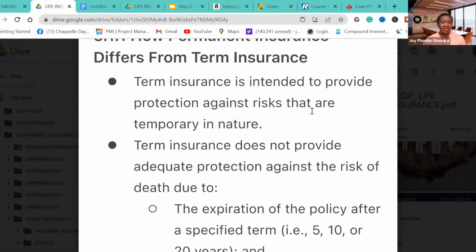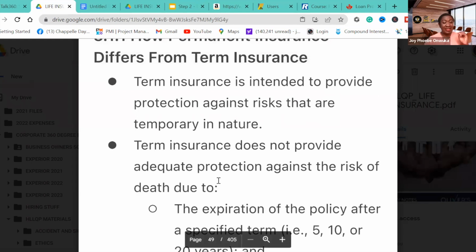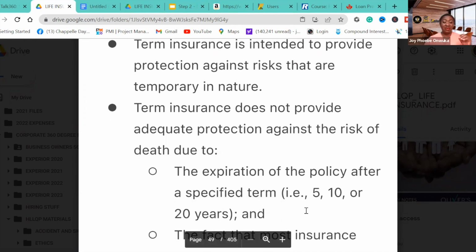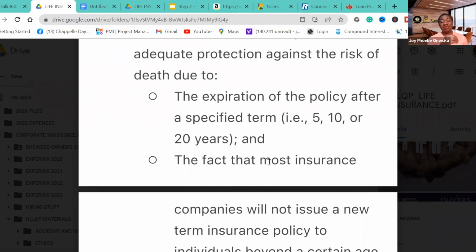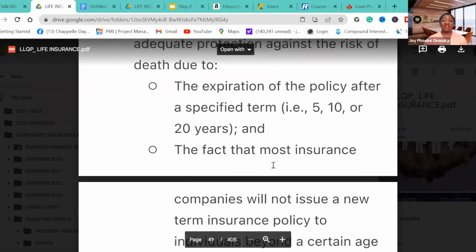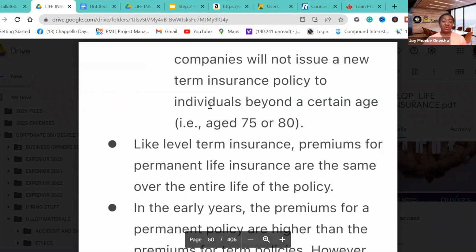However, permanent insurance differs from term insurance. Term insurance is intended to provide protection against risks that are temporary in nature. Term insurance does not provide adequate protection against the risk of death after the expiration of the policy. That's very true, because term insurance expires, so if you don't have it active at the time of death, then to what end is the term insurance? Also, most insurance companies will not issue a new term insurance policy to individuals beyond a certain age, when somebody gets to age 75 or 80.